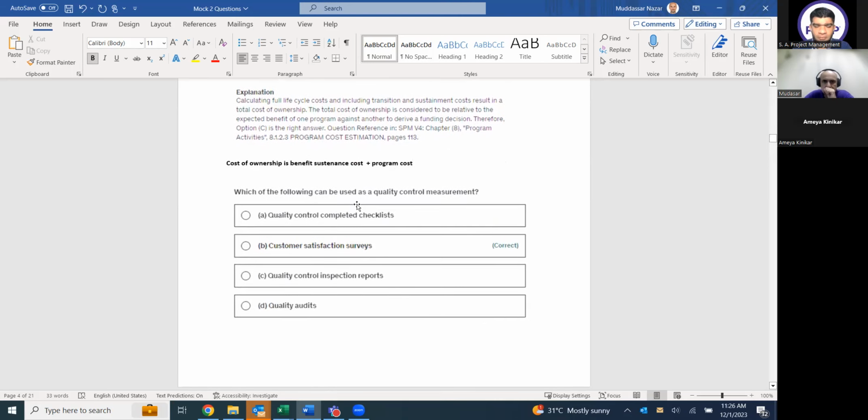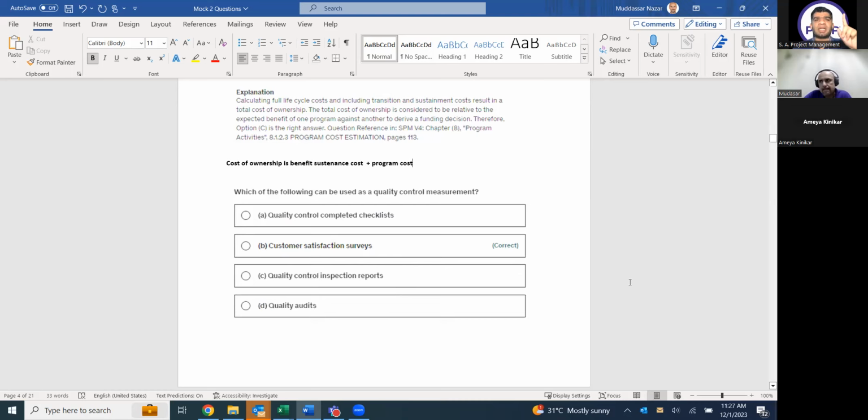Which of the following can be used as a quality control measurement? Quality control completed checklist, customer satisfaction surveys, quality control inspection reports, quality audits. So I selected quality control inspection reports, but the right answer is customer satisfaction surveys. This is an ambiguous question.